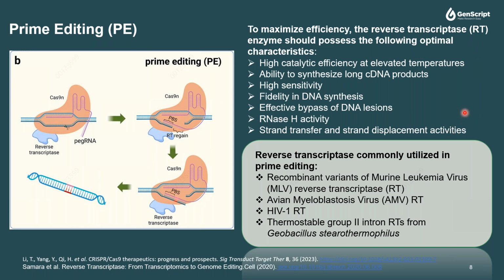And the reverse transcriptases commonly used in prime editing are as follows. The first one is from this virus, which we normally call MMLV. And the other one is the reverse transcriptase from AMV, and the reverse transcriptase from HIV-1, and even some reverse transcriptases from thermostable bacteria.